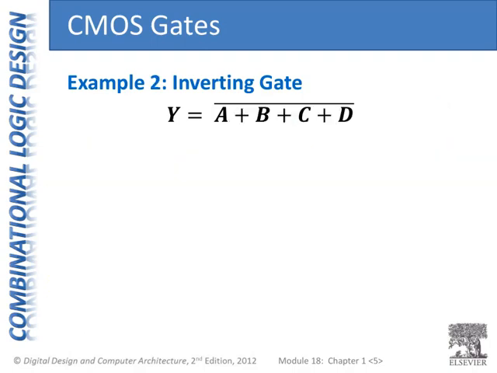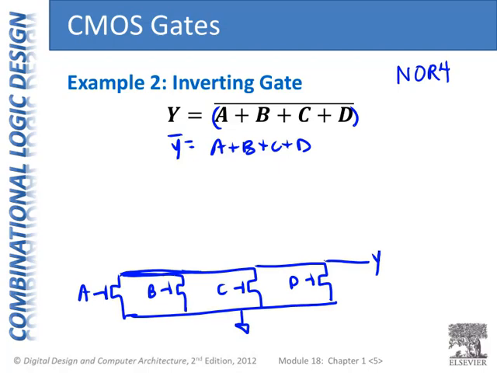All right, here we have another inverting gate. In other words, Y equals some expression with a bar over it. This is the sum expression in this case, so this is our 4-input NOR gate. Sometimes we write that as NOR 4. Again, we have Y equals something bar. In other words, Y bar equals A or B or C or D. We have an OR relationship. That means parallel. Then we complement those relationships to get the pull-up network.